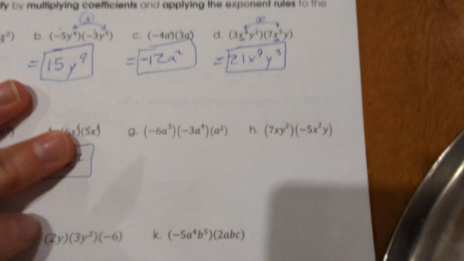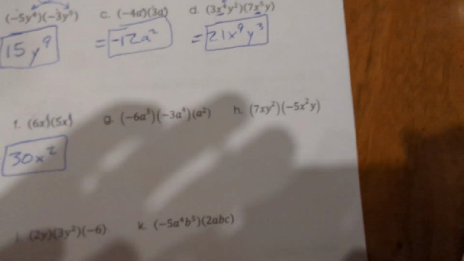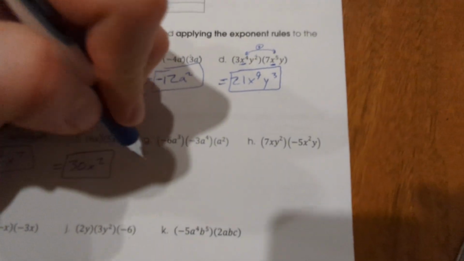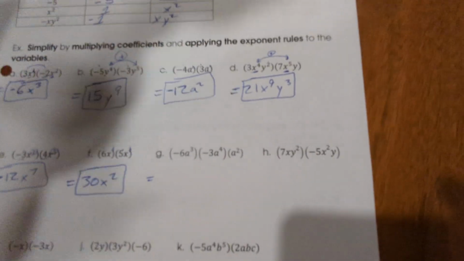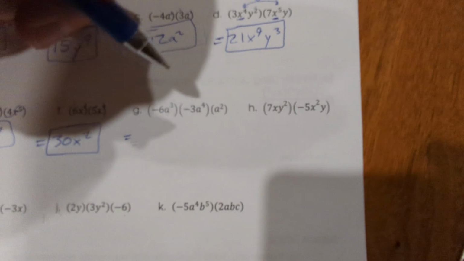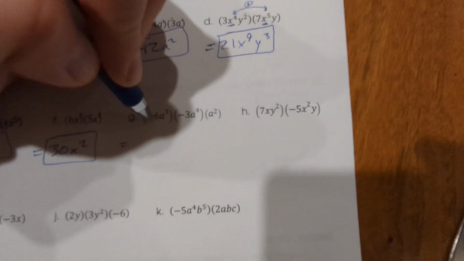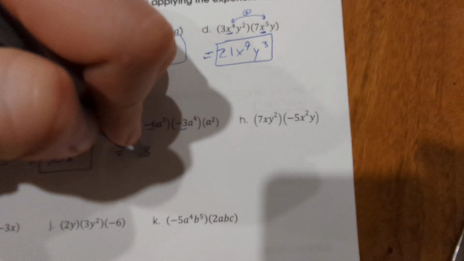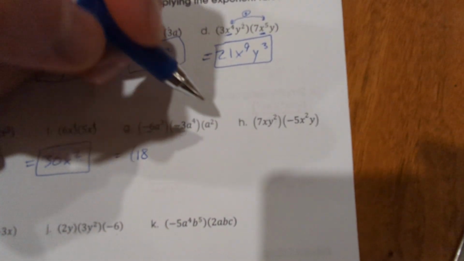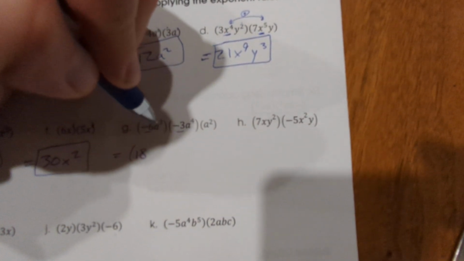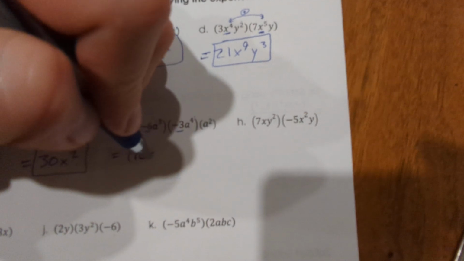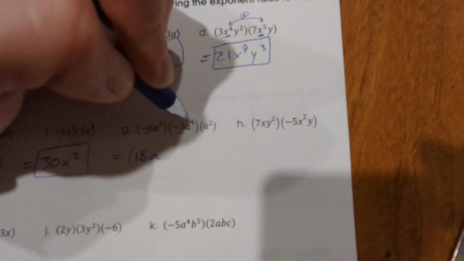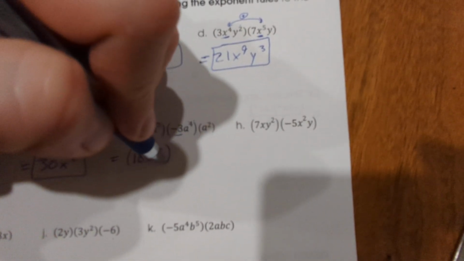Okay. This one, now we have 3 terms to do. I recommend you can multiply them all at once, but maybe just do 2 at a time to start. So if we multiply negative 6 and negative 3, that would give us positive 18. Okay, let's keep this in brackets. And then we have a to the 3 times a to the 4. So if we add these exponents, 3 plus 4 is 7, so we have a to the 7.